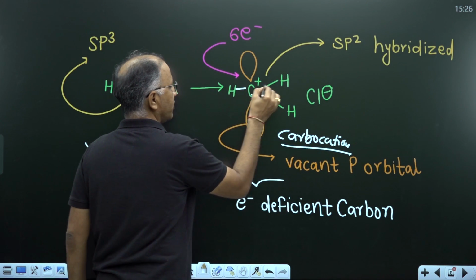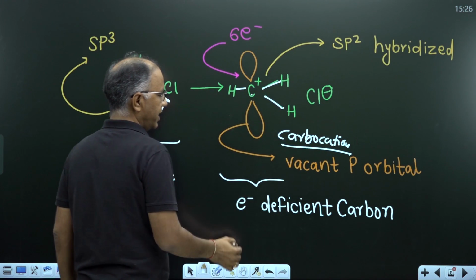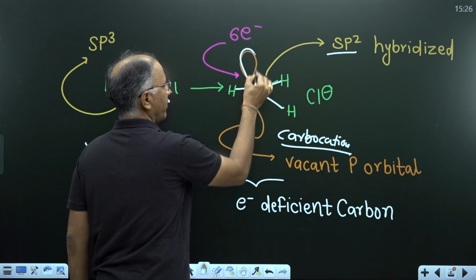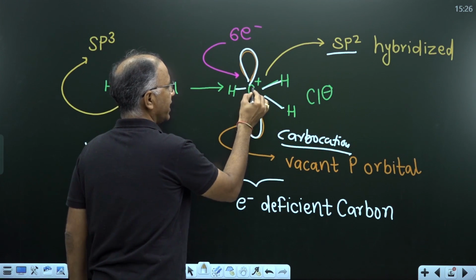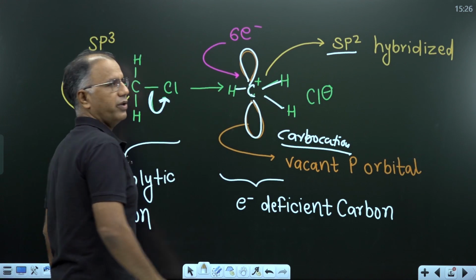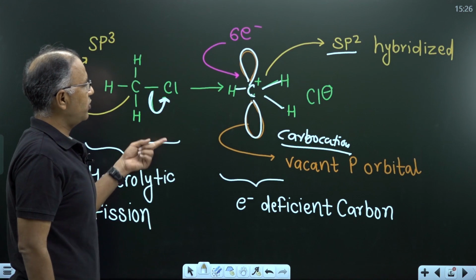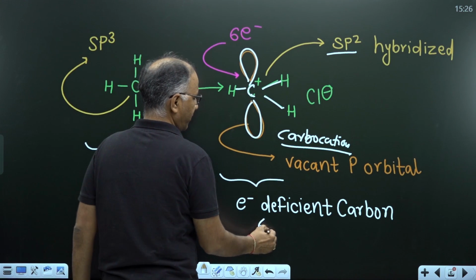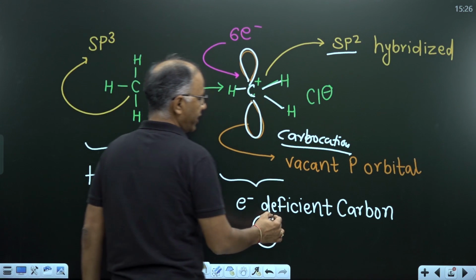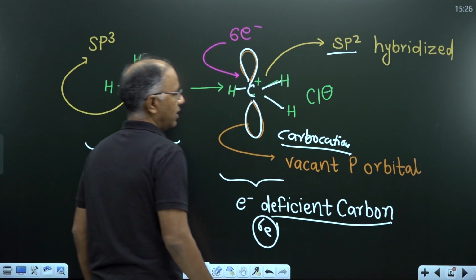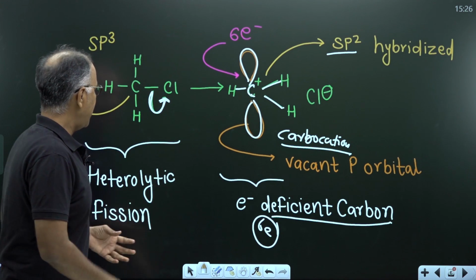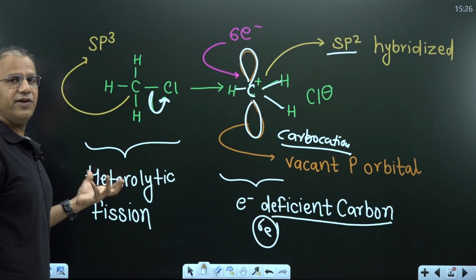Now what is the hybridization of a carbocation? Because there are only 3 sigma bonds, it is sp2 hybridized, and there is a vacant p orbital. The p orbital and the sp2 plane must be perpendicular to each other. So this is sp2 hybridized, it has a vacant p orbital, and since there are 6 electrons, it is an electron deficient carbon. The carbocation has a vacant p orbital, it is an electron deficient carbon, and it is formed by heterolytic fission.